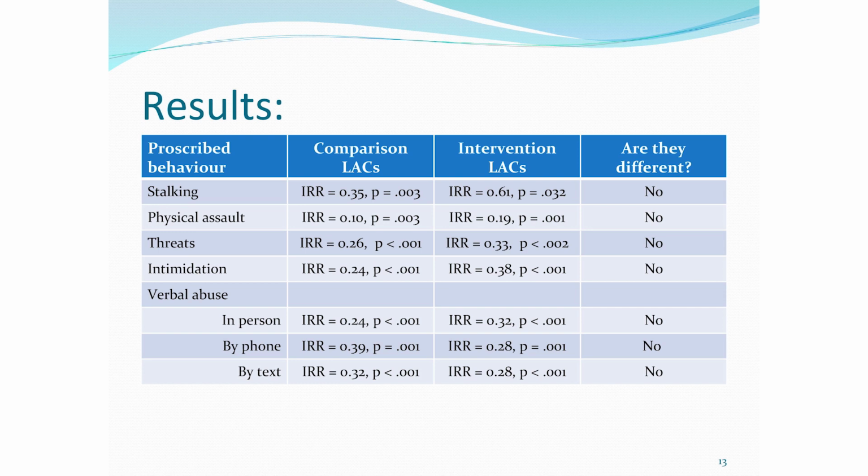Unfortunately, if you look at the comparison LACs, you're getting the same effect. The incident rate ratios for the comparison LACs are all way below 1. They're all statistically significant. So the question then becomes, was there any difference between the treatment and control? And the answer in the final column is no. So both groups got substantial reductions in the unwanted behaviour, but they were the same in both groups.